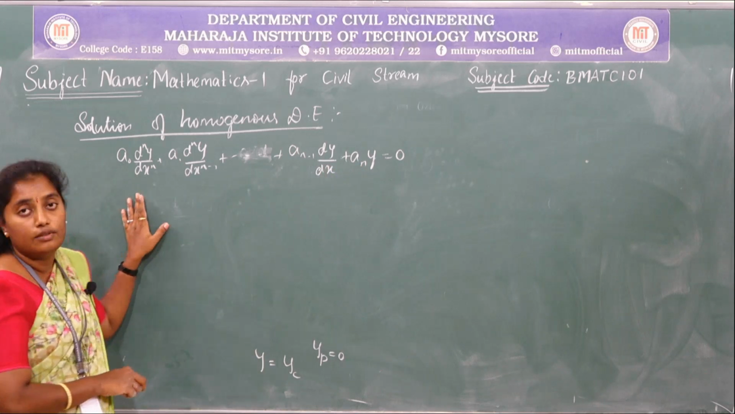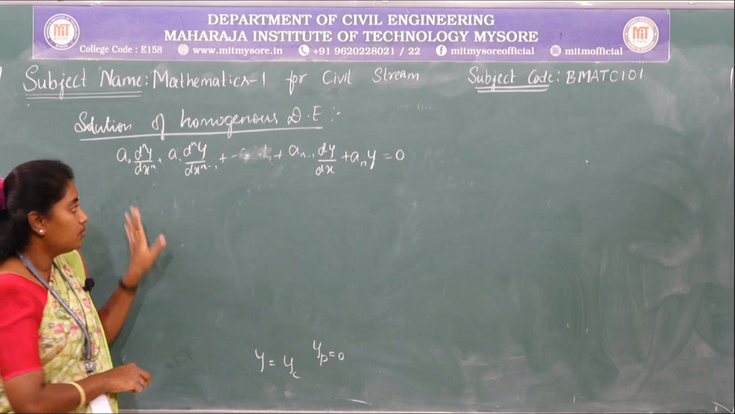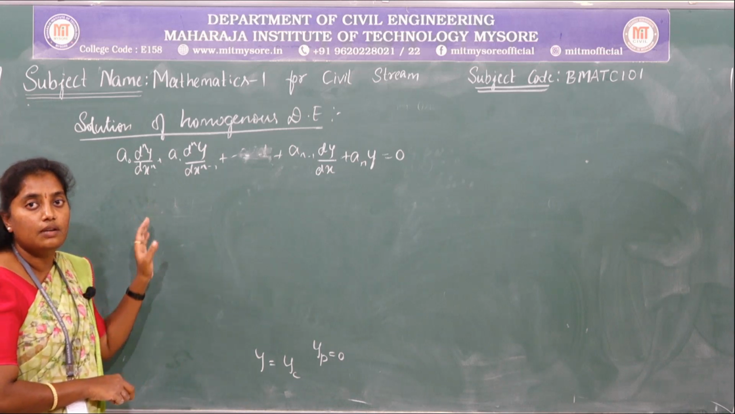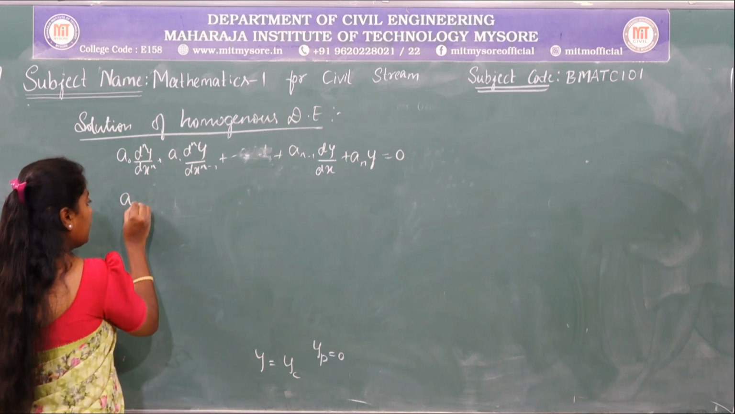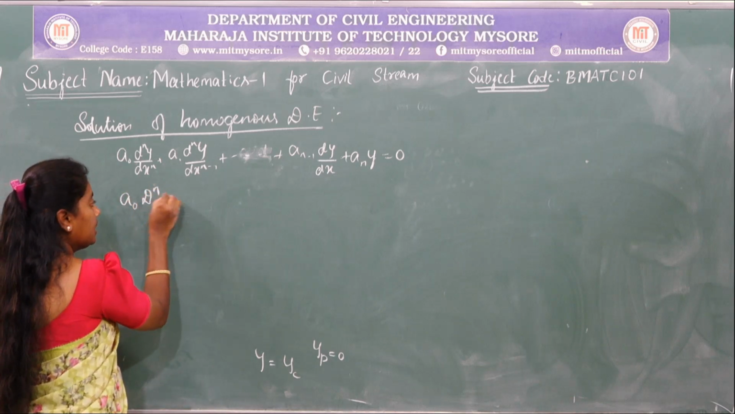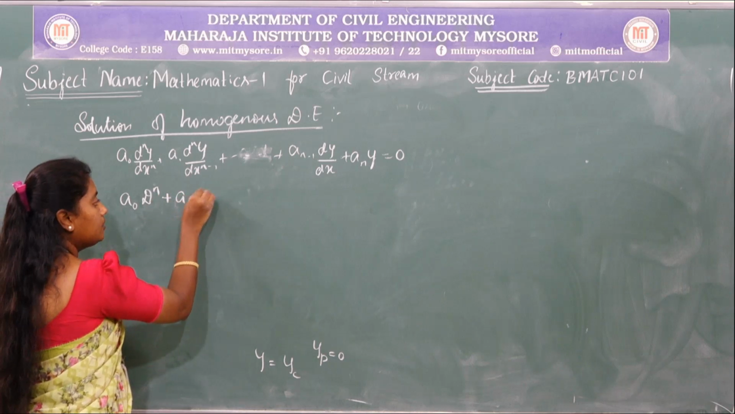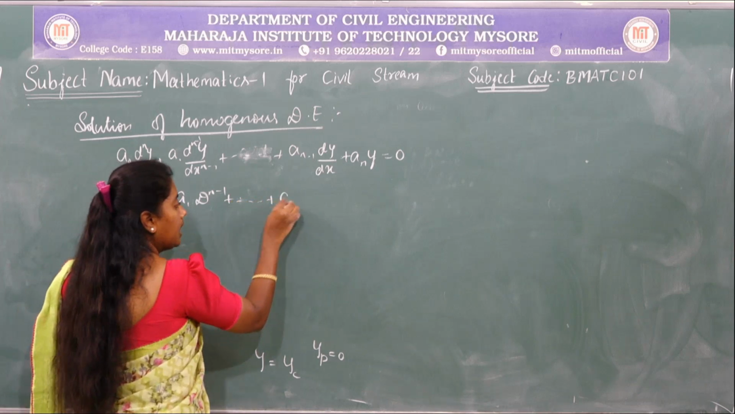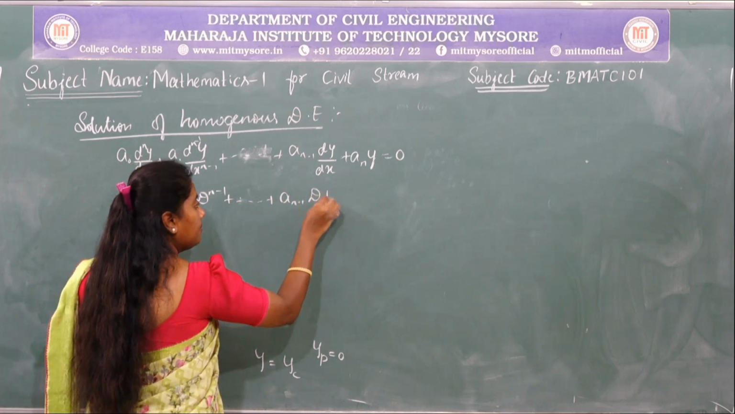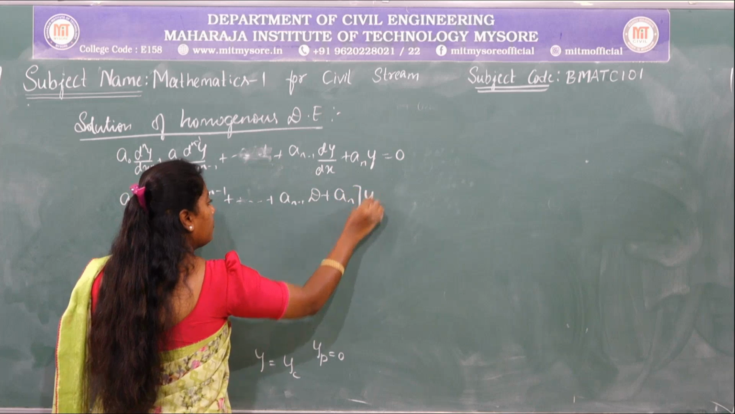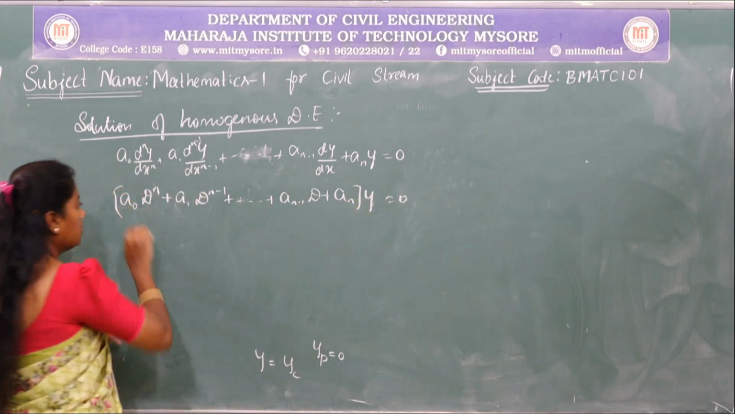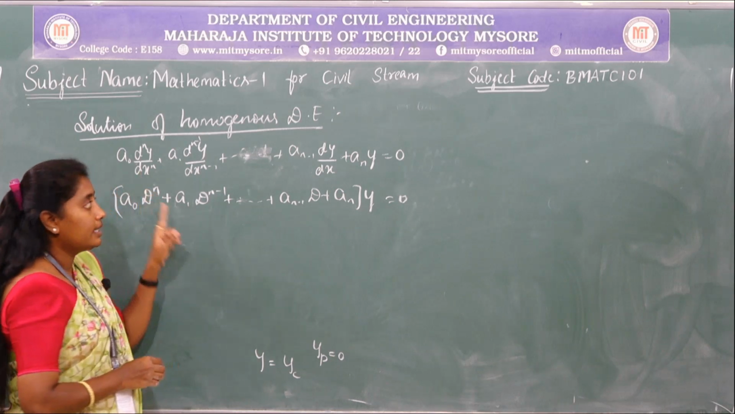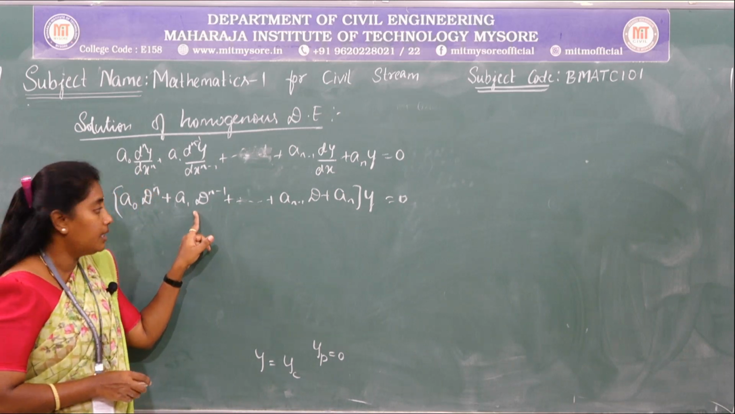So, now how to solve the homogeneous differential equation? These are the procedure. First we have to write the given differential equation in differential operator form, that is a naught D to the power n plus a1 D to the power of n minus 1 and so on, a n minus 1 D plus a n of y equal to 0, where D represents the differential operator here. So, we have to write the given equation in differential operator form.